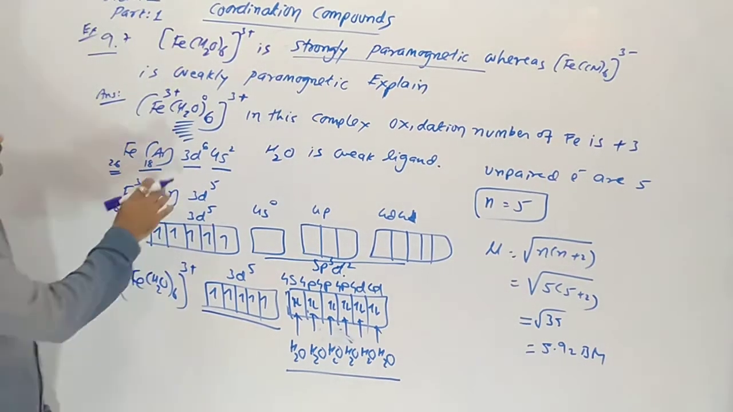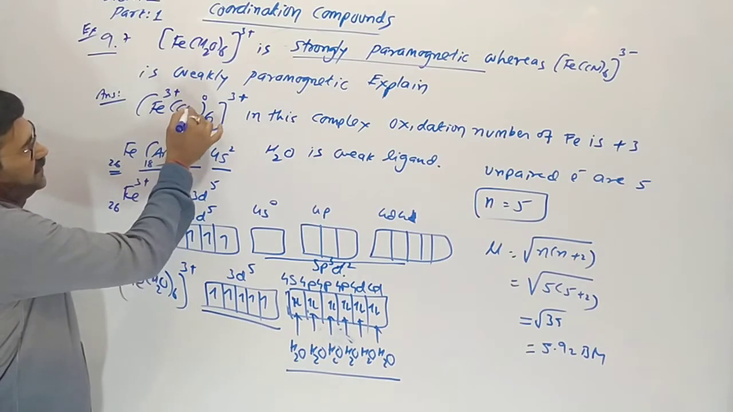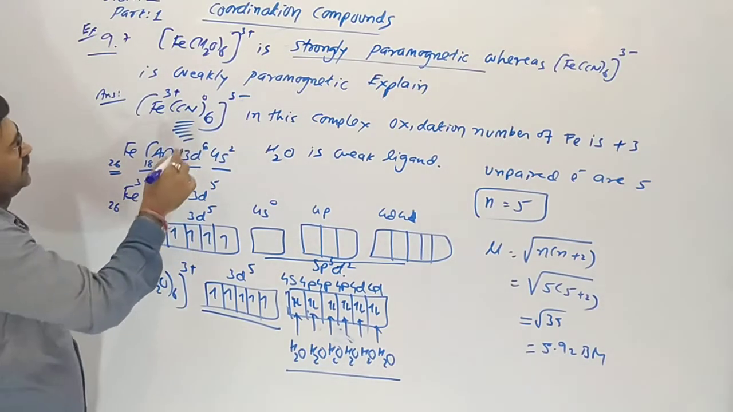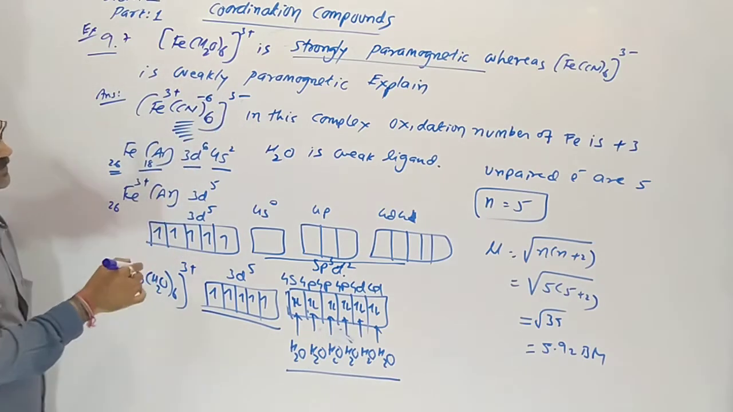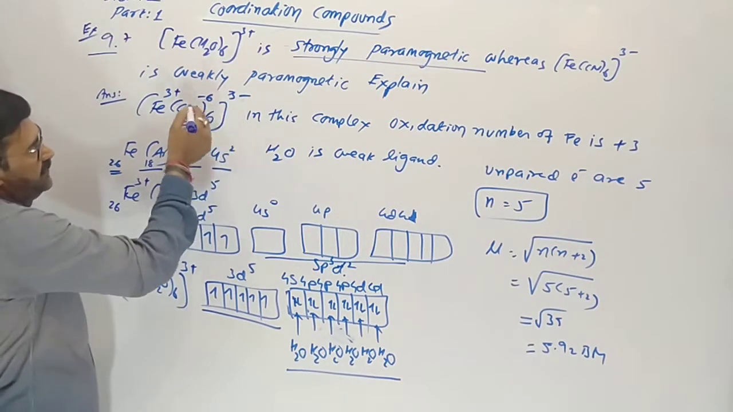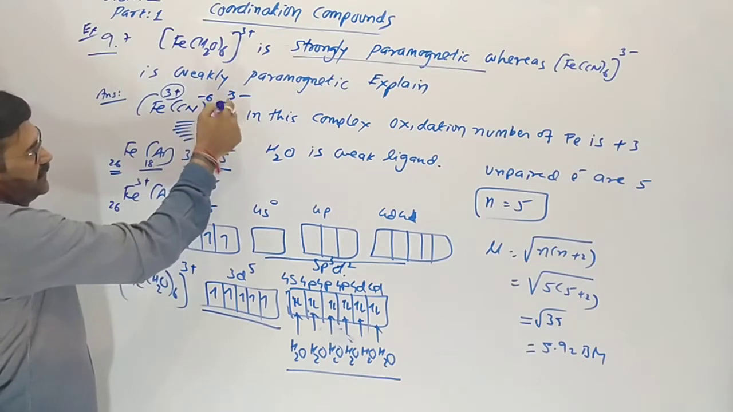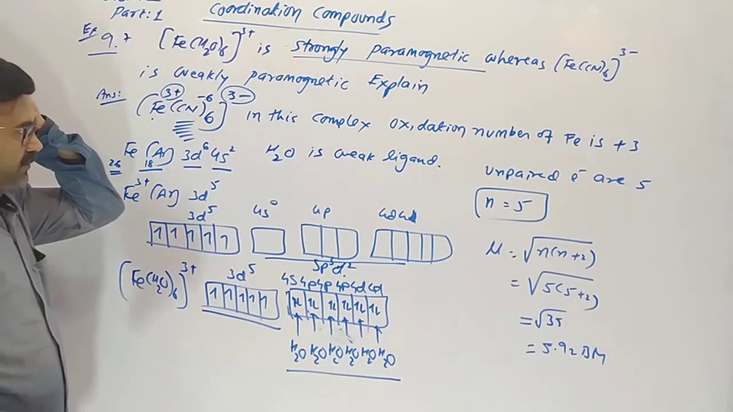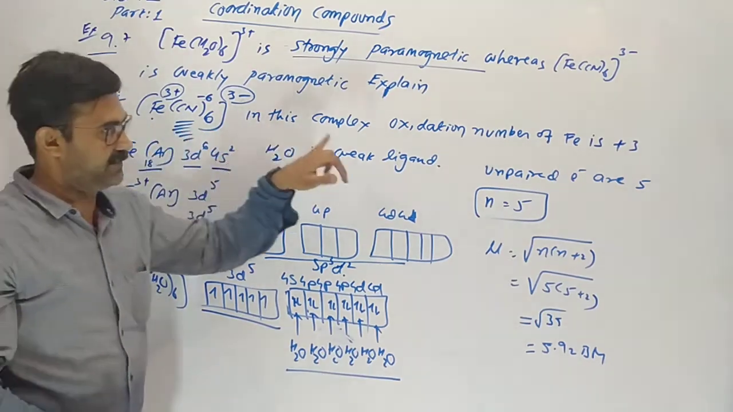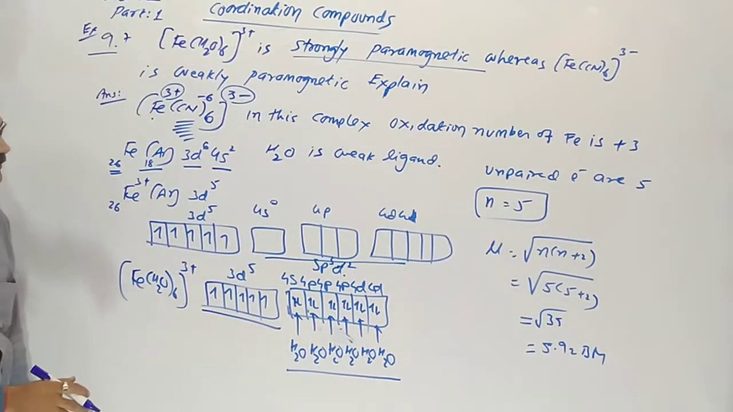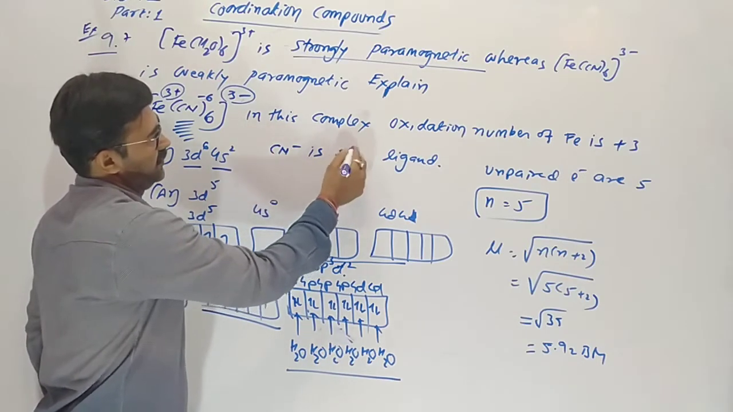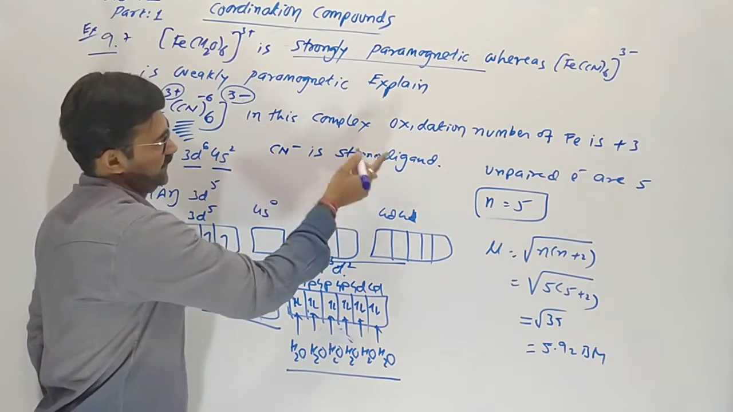Now in the case of [Fe(CN)6]3-, here cyanide having -6. For getting the overall -3, the oxidation number should be +3. In this complex also, the oxidation number of Fe is +3. Clear? Here cyanide is a strong ligand, not a weak one.